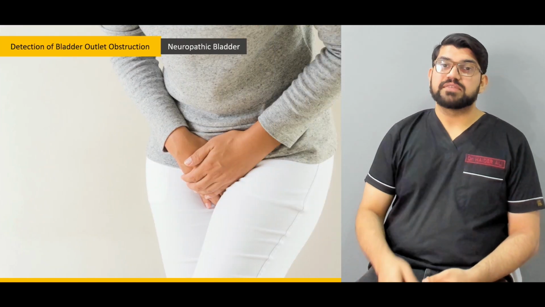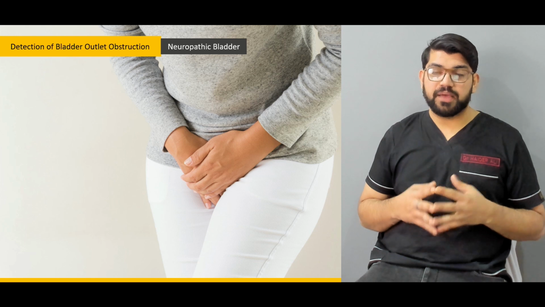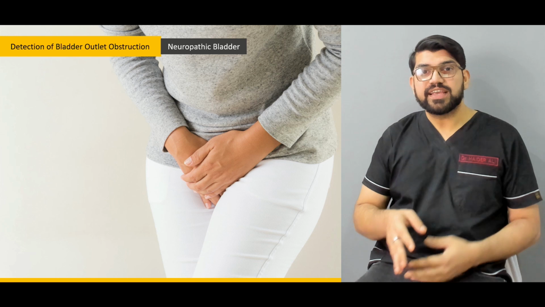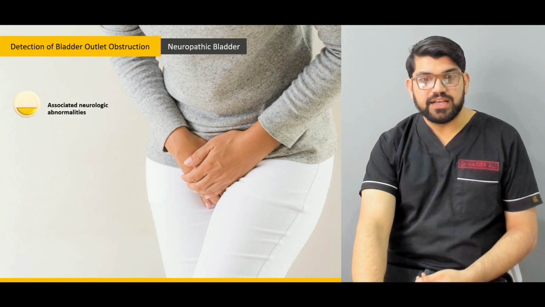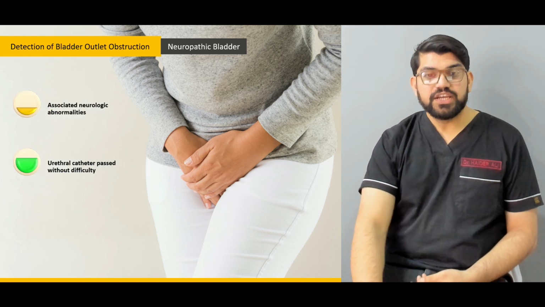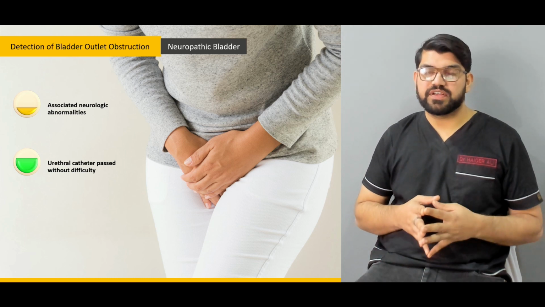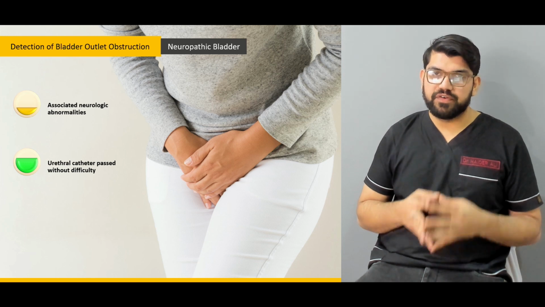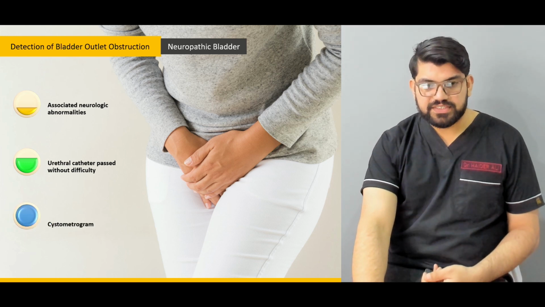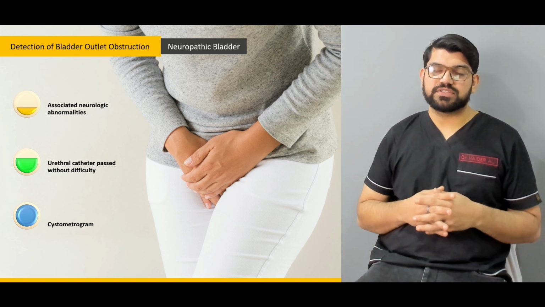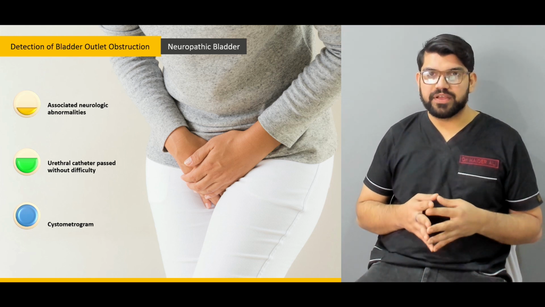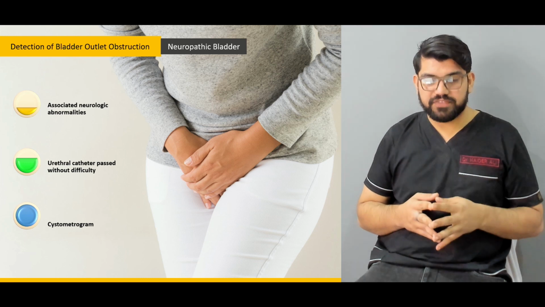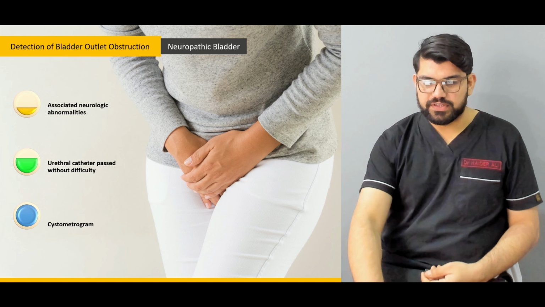Neuropathic bladder. Again, look for signs of spinal cord injury. Patients with other neuropathic injuries, or a history of spinal cord trauma, can have a neuropathic bladder, with associated neurological abnormalities. A urethral catheter passes without difficulty because, again, there is no obstruction in the way. Cystometrogram is widely used in patients with neuropathic bladder, to see what is affecting the output of the renal system.